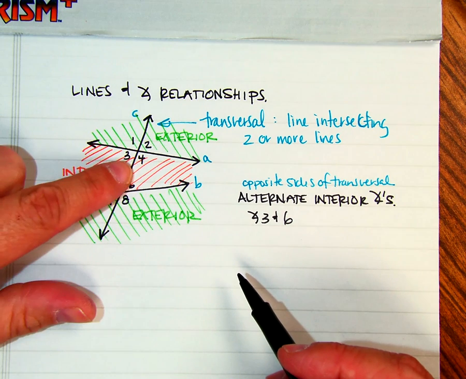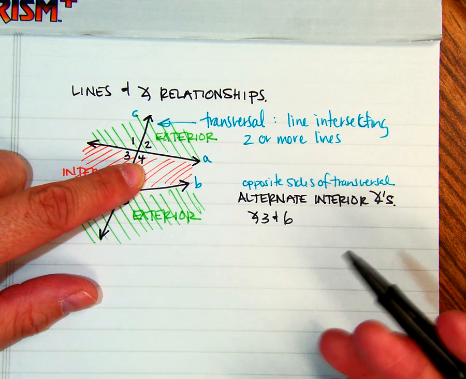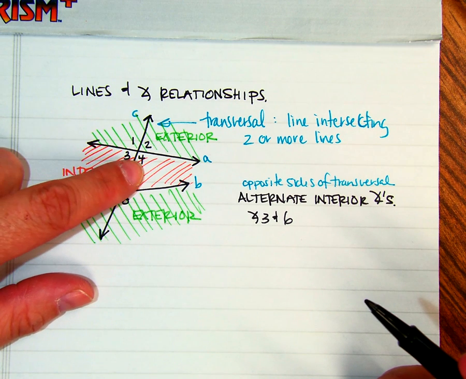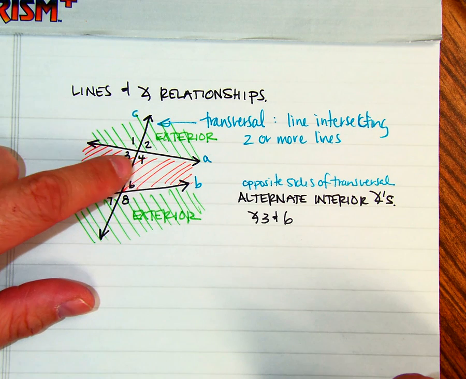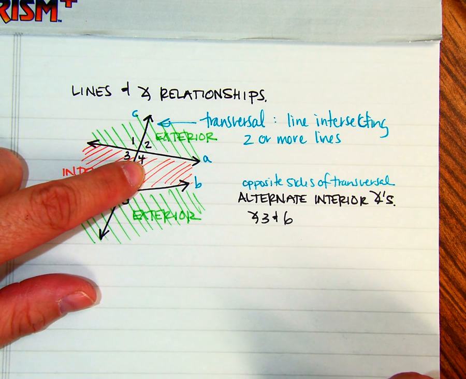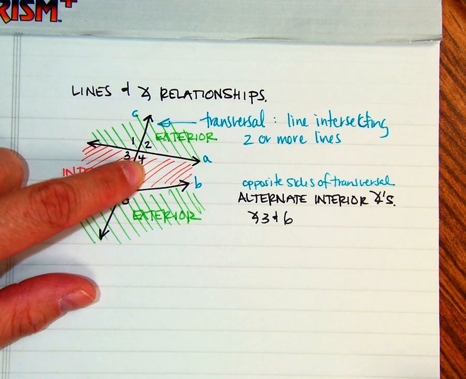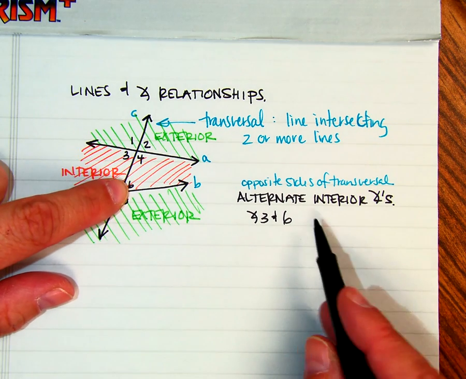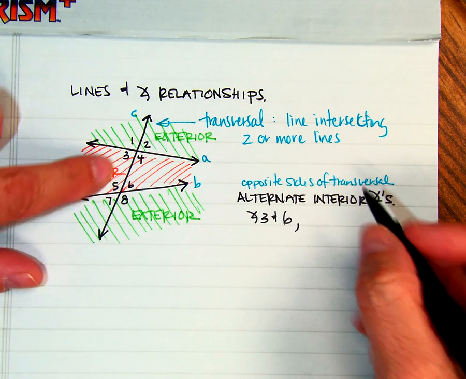Now, could 3 and 4, by the definition that I just gave you? Yes. However, do we already have a name for angle 3 and angle 4 or their relationship? And the answer is yes. These are already called a linear pair. So we don't name it something else. So 3 and 4 are a linear pair. 3 and 6 are alternate interior angles. Another pair would be 4 and 5.